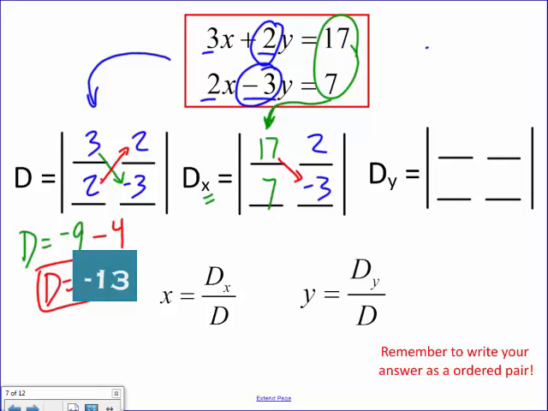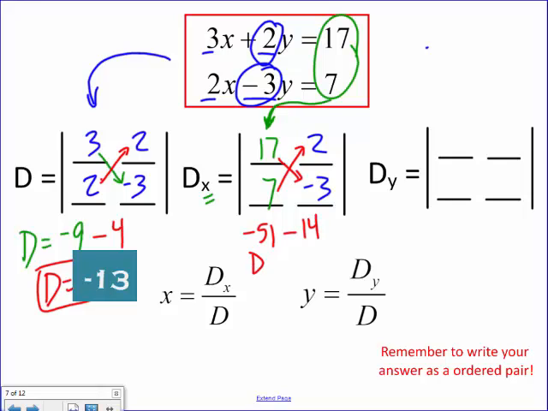So I multiply diagonally, so 17 times -3 gives me negative 51, and minus 7 times 2, which is 14. So negative 51.